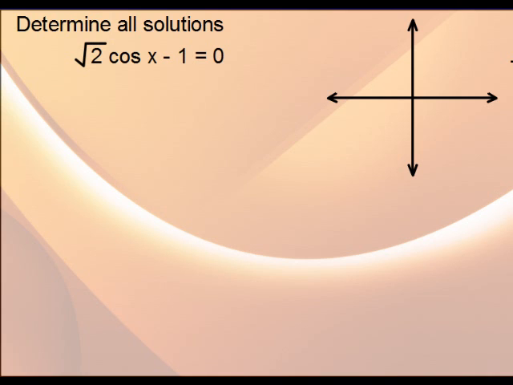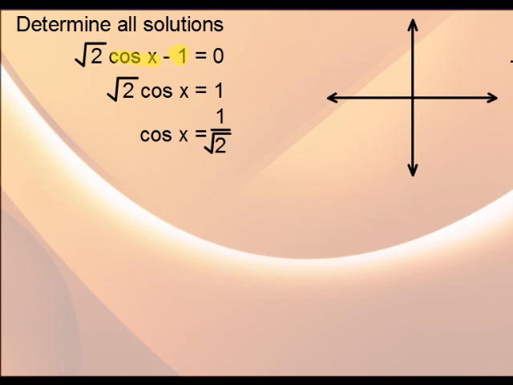Okay, let's try another. Root 2 times the cosine of x minus 1. Again, what you want to do is isolate this part here. So we're going to move this negative 1 transposed to the other side. And that's what we get. And then divide by root 2. And that's what we get for our answer. Only we're not done yet.